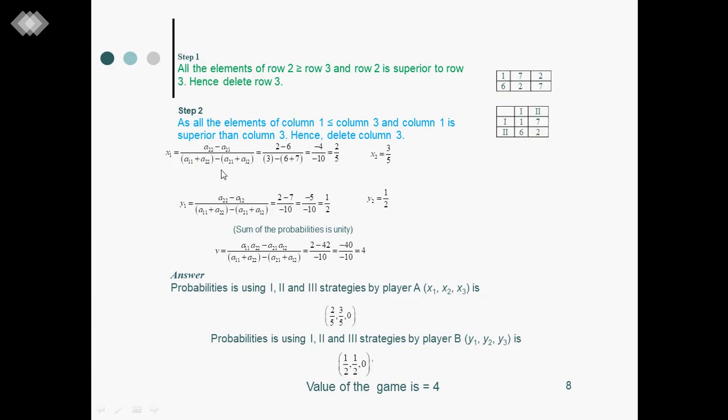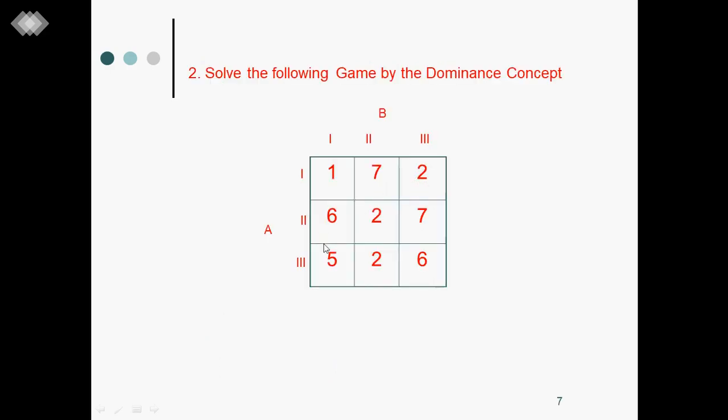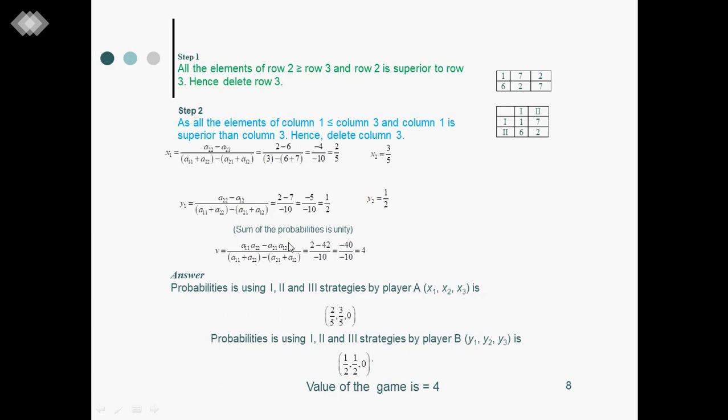So again, by using the arithmetic concept or formula method, you will get x1 as 2 by 5, and x3 is 0, of course. Basically it is having 3 strategies, x1, x2, x3. As x3 is deleted, we will put 0 for that. The sum of the probabilities is unity, and the value of game is 4. I think the value of game lies between max-min and min-max if you verify. The final solution is like this.